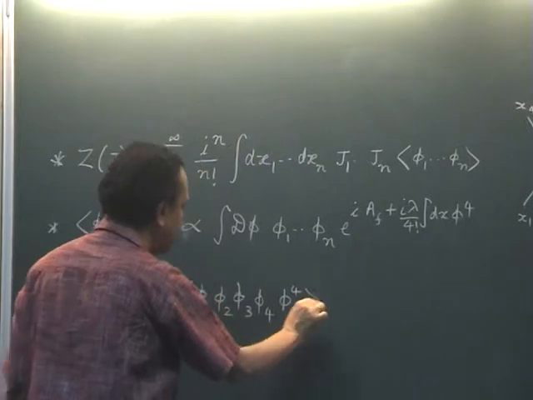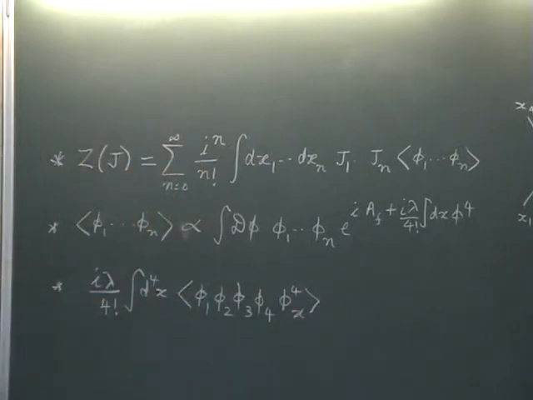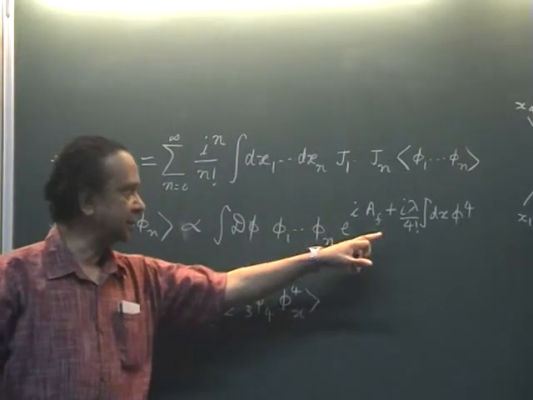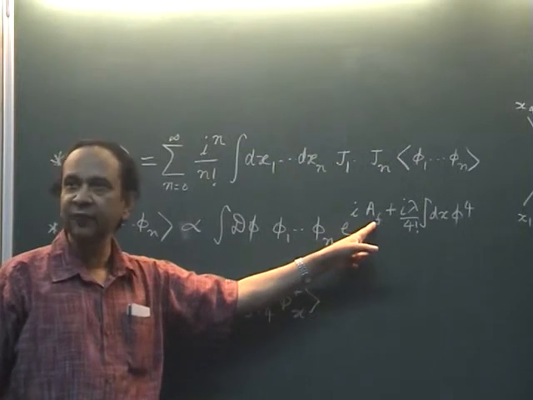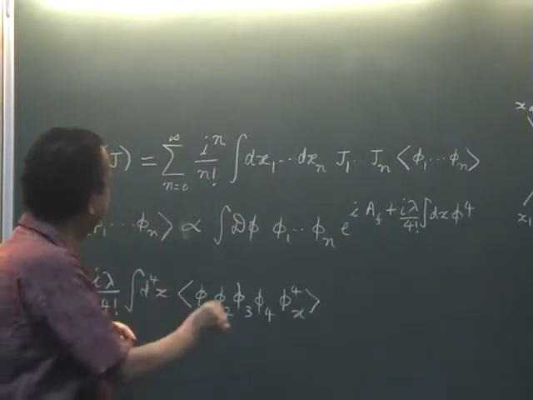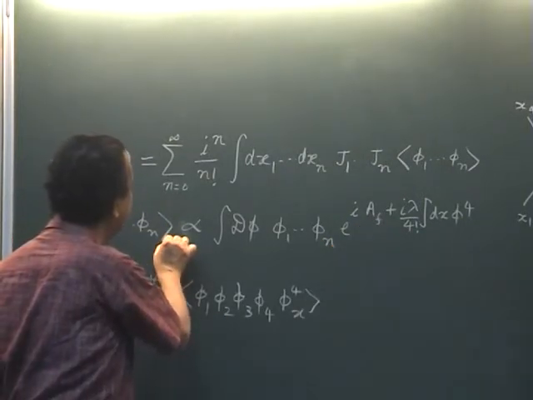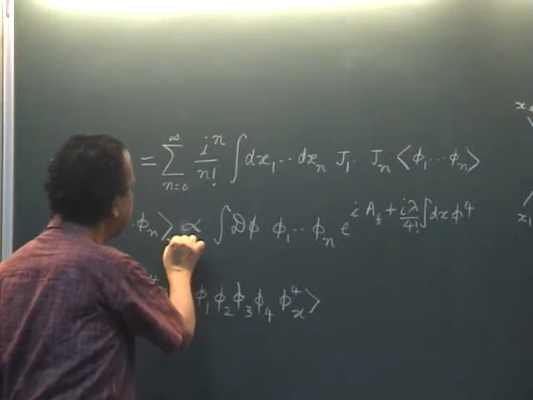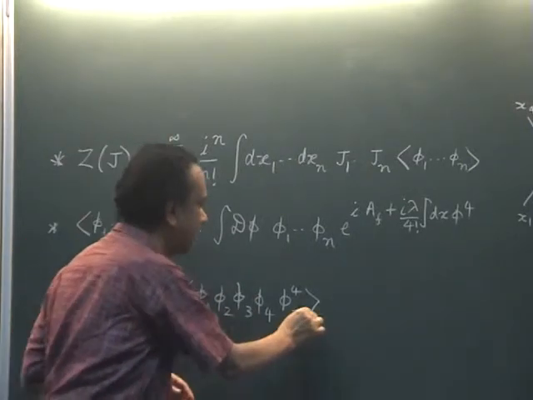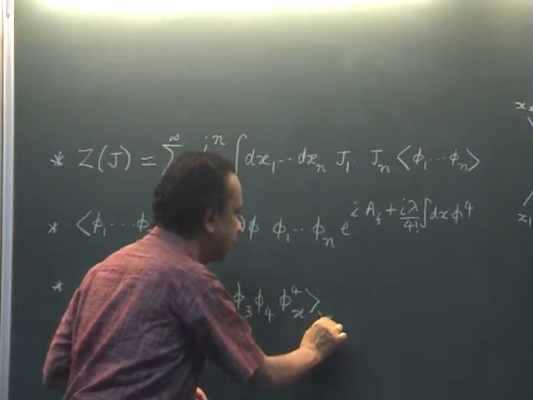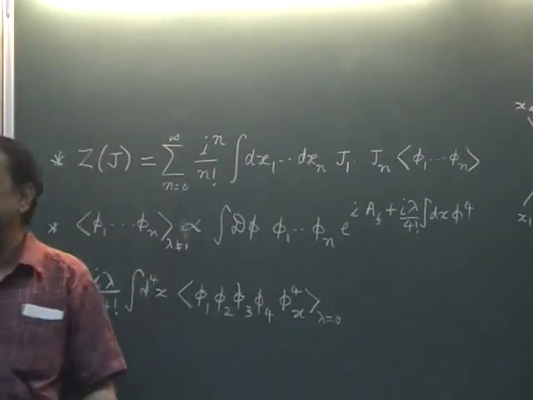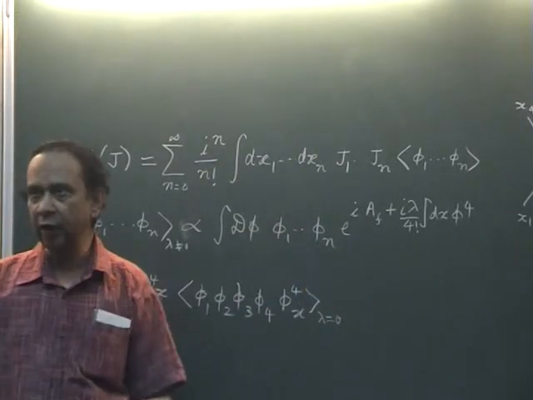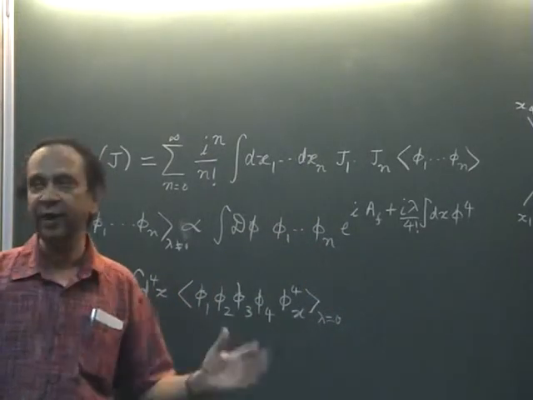Let me just go through this once again. So this is what we want to do. Now you already know that once you have brought it down, this average is computed with lambda not equal to 0, while these averages are computed with lambda equals 0 because this is in perturbation. This lambda goes away and it's just the free action. And the free action is quadratic, therefore I just have to take the pairs.